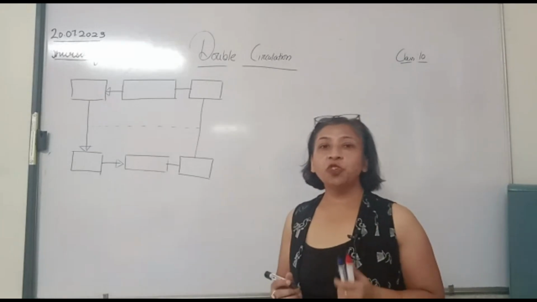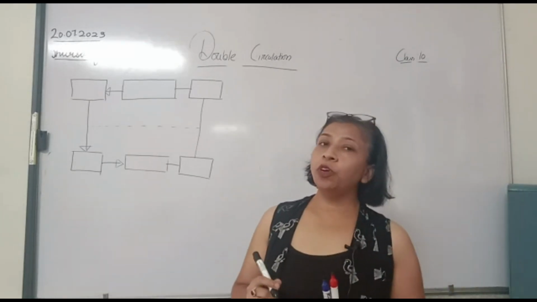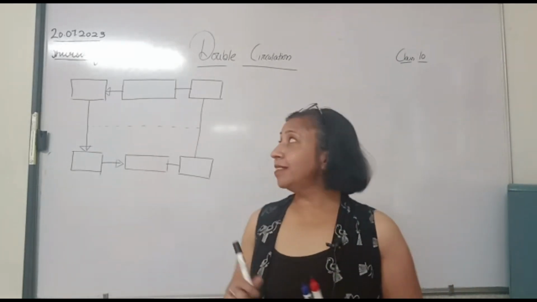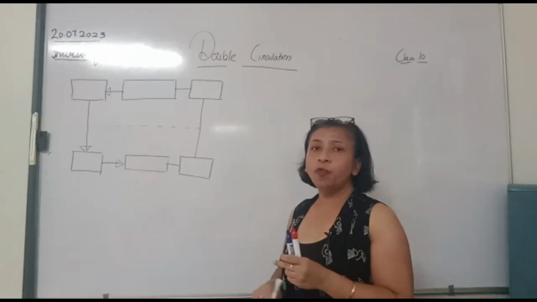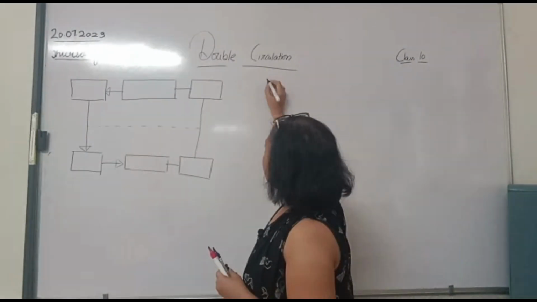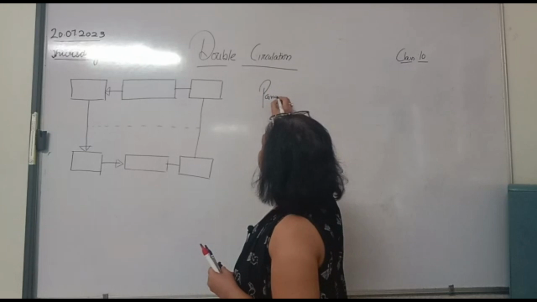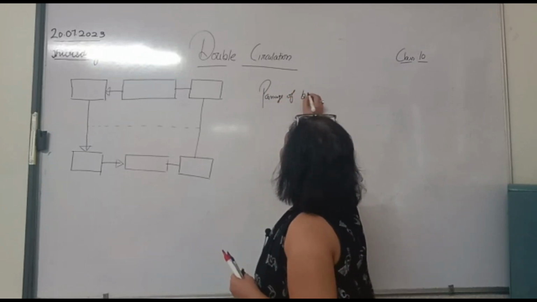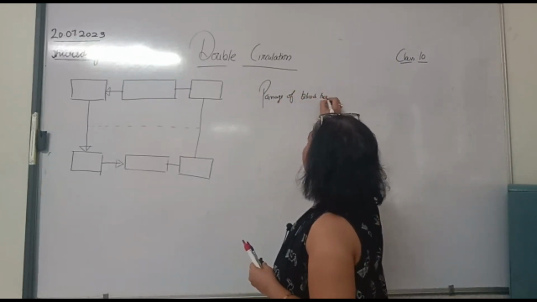Hello students, today we are going to study a very important topic of class 10 and that is double circulation. So what do you mean by double circulation? Double circulation is passage of blood twice through the heart.